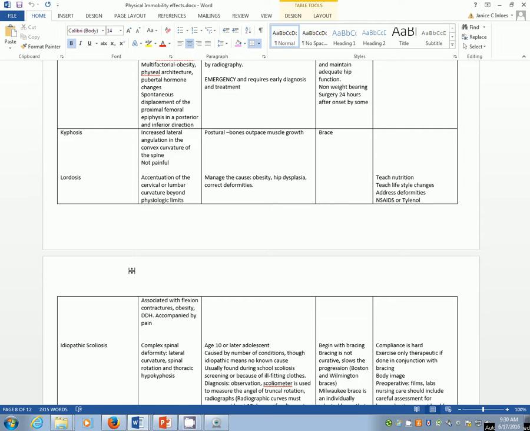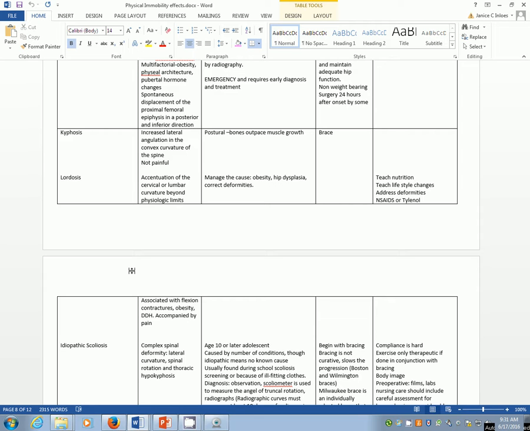If it's hip dysplasia that's causing it, we're going to try to correct those deformities. So we want to be addressing that. And we're going to give NSAIDs or Tylenol for the pain according to whatever the doctor wants to order.